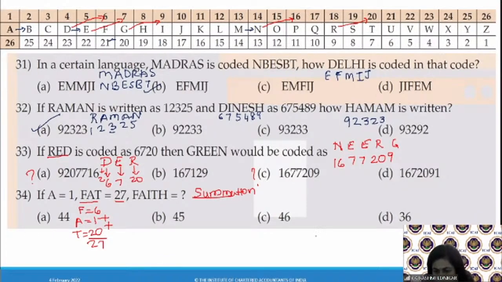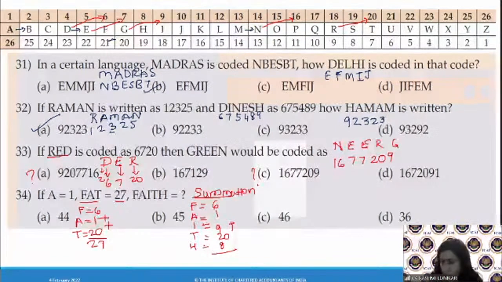What will I write for faith? F-A-I-T-H. F is 6, A is 1, I is how much? 9, T is how much? 20, H is how much? 8. So what will be the addition? 6 plus 1 plus 9 plus 20 plus 8. That is 44. Okay, so the answer is 44.